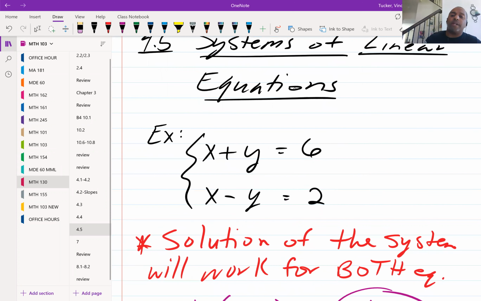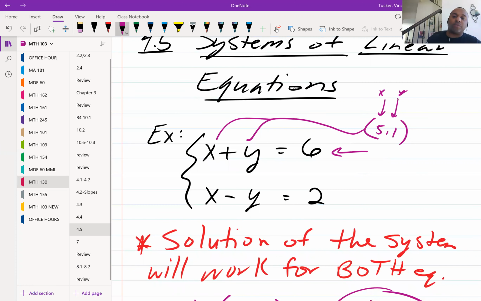So if I have (5, 1) as an ordered pair, remember, your first component is x, second one is y. The ordered pair (5, 1) would work here because 5 plus 1 is 6, but 5 minus 1 is not 2. So that wouldn't be a solution for the whole system. We want an ordered pair that works for both equations.